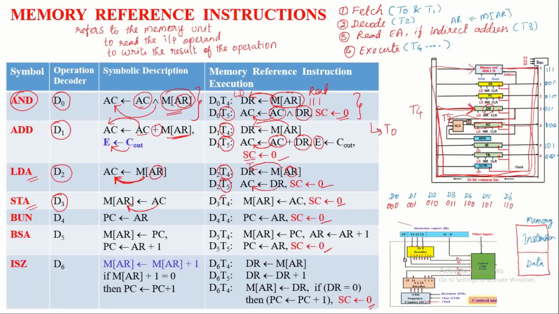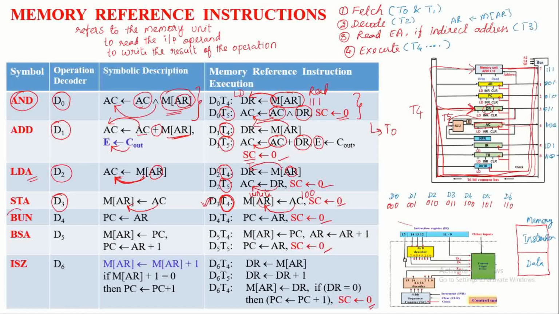When the T4 timing signal is active, the content can be transferred from the accumulator to the memory unit, to the address pointed by the address register. For achieving this, the selection signal values need to be 100 and the write signal of the memory unit needs to be enabled. Since there is a direct path, this operation is achieved in a single clock cycle, you can notice.